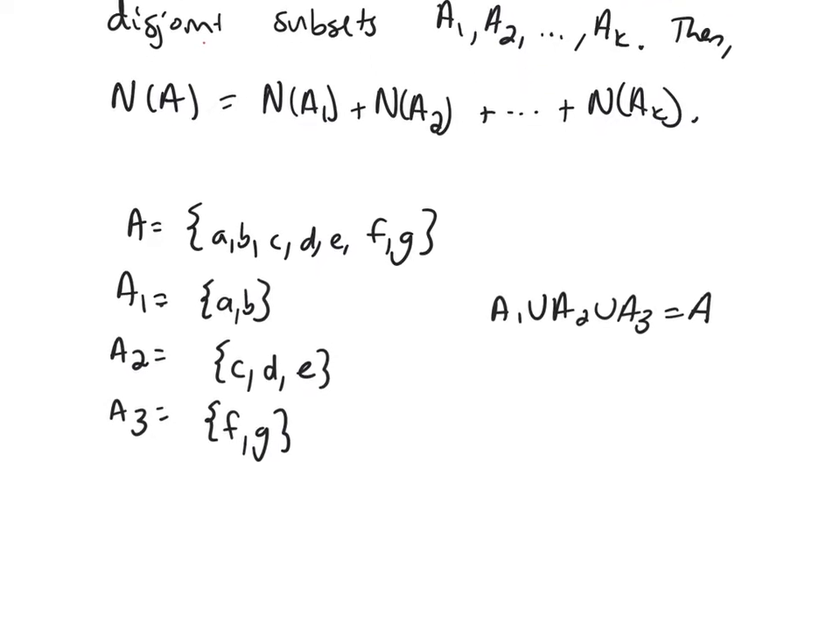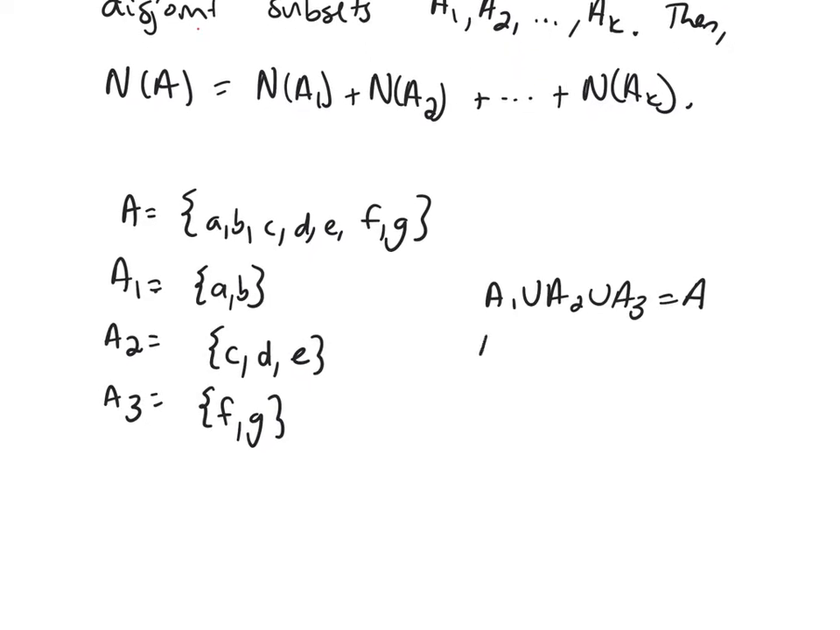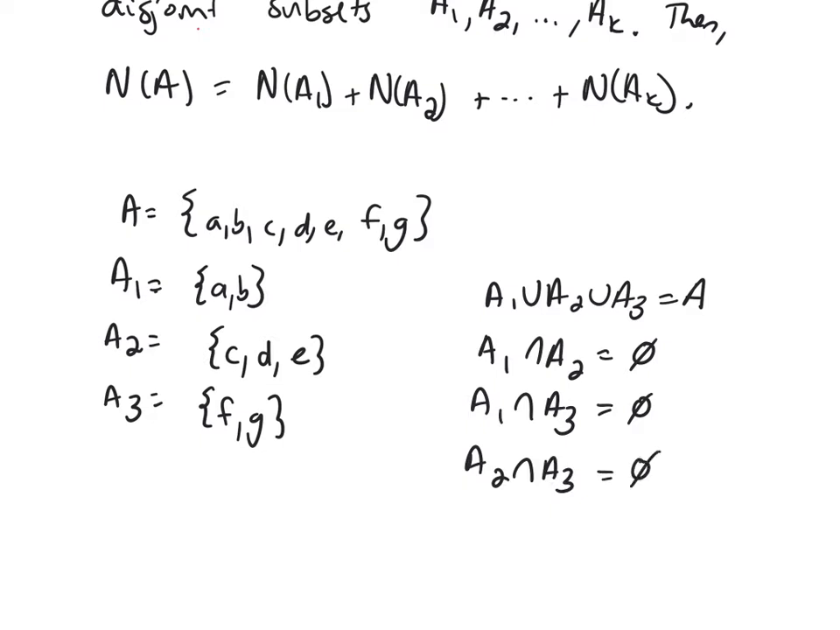And if I look at the intersection of any two pairs, A1 intersect A2, A1 and A2 have nothing in common, it would be the empty set. A1 and A3 have nothing in common, empty set. A2 and A3 are the empty set. So these last three conditions tell me that these sets are mutually disjoint.